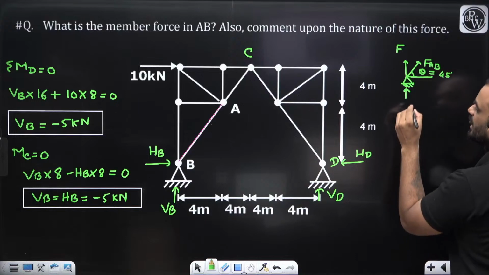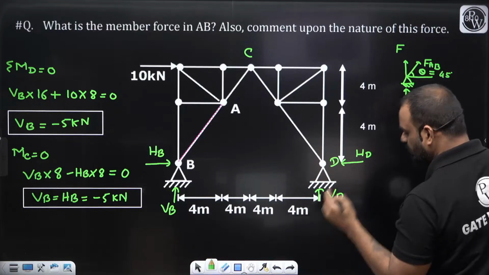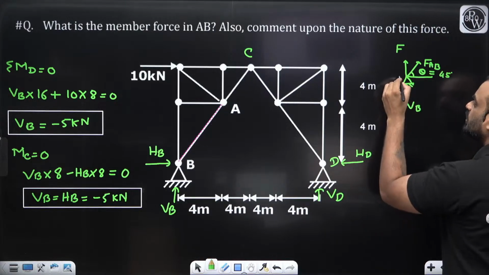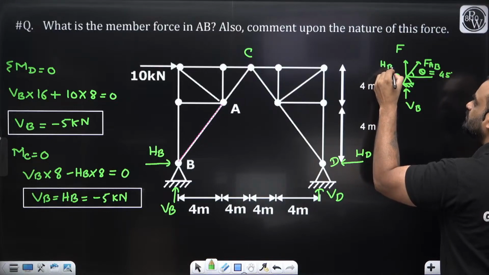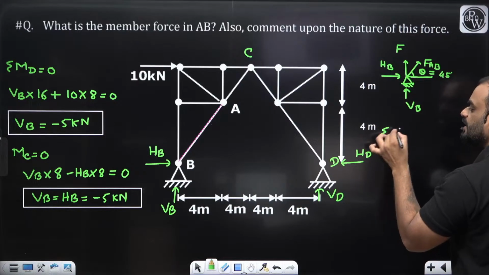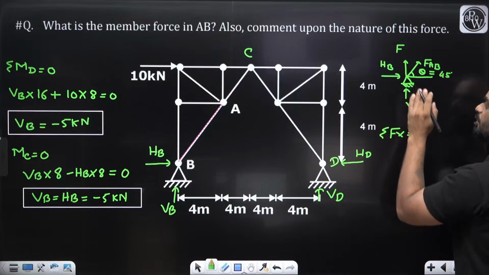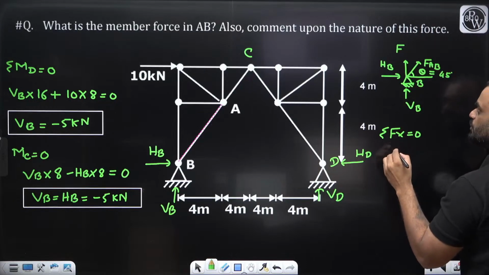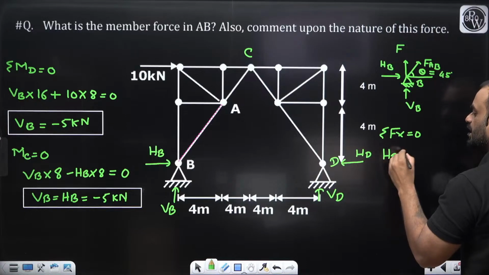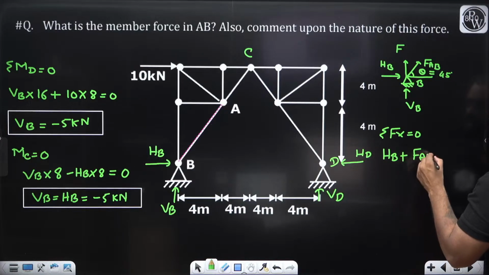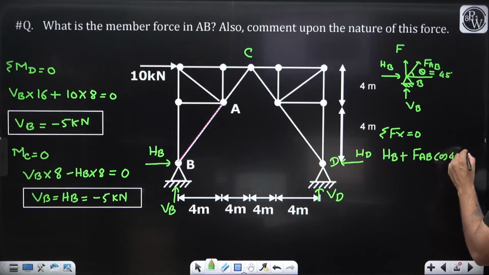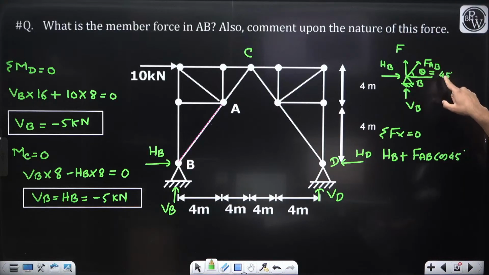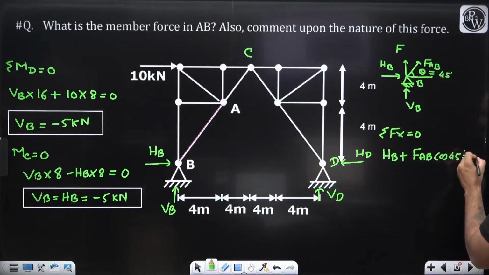What is this vertical reaction? It is VB. This one is HB. Clear? Now what I will do, guys, I will take the summation Fx is equal to 0 at point B. So can I write it down? HB plus FAB cos 45 degree, right? And I think there is no other component of the forces in the horizontal direction. So we can write it is equal to 0.